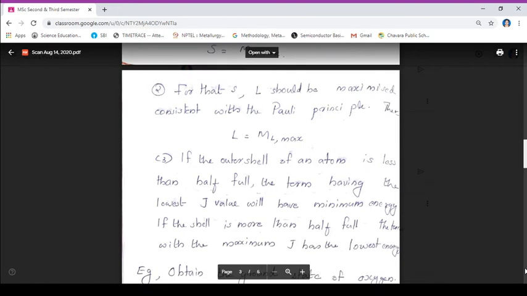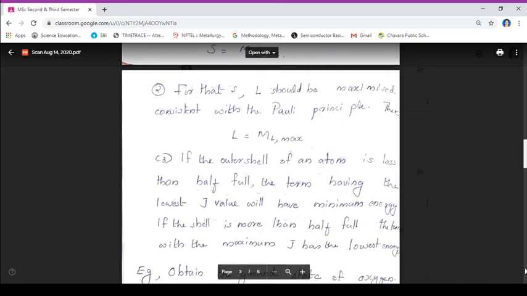So we have S, we have L. Now if the outer shell of an atom is less than half full, the term having the lowest J value will have the minimum energy. Suppose the outer shell is a D shell, which has only 3 electrons.